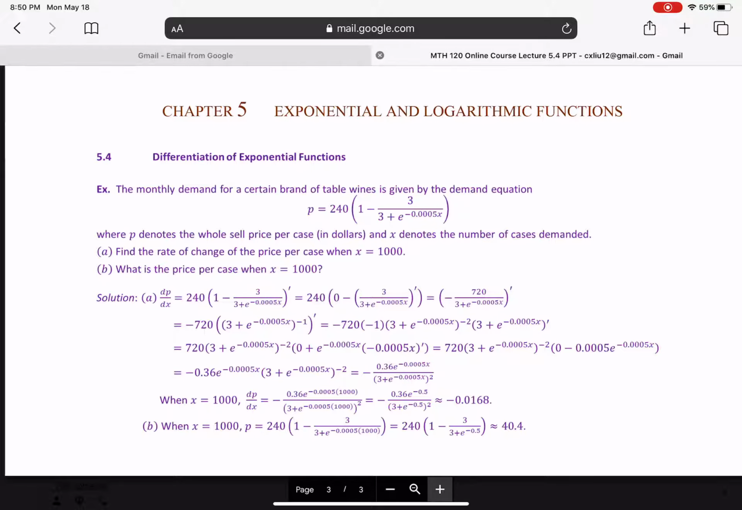So that's question A. Question B, just plug in 1,000 for x in the demand function P. So we get 240 times (1 minus 3 over (3 plus e to the negative 0.0005 times 1,000)). And we get 40.4 at the end. So you can see that the rate of change is negative and is small. So this is the end for today.